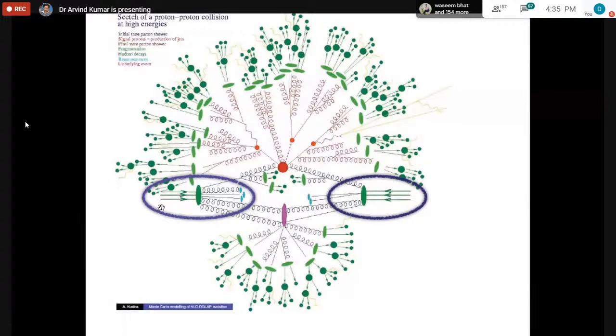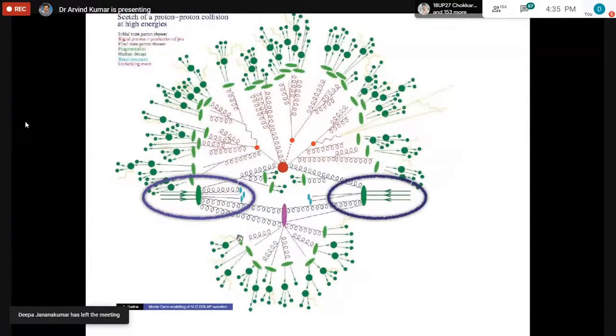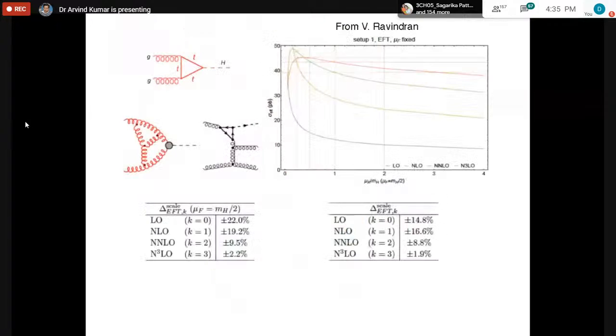But you see there is a huge amount of junk coming out of it, and then these two gluons will fuse, and out of this junk, you have to take care of the Higgs result essentially. But then there are also radiative corrections, and the radiative corrections change your prediction by a factor of 2 actually. The next slide. I think this is from one of the calculations of Ravindran.